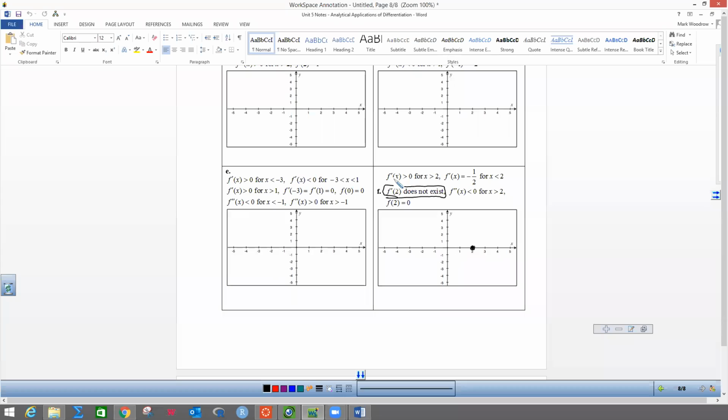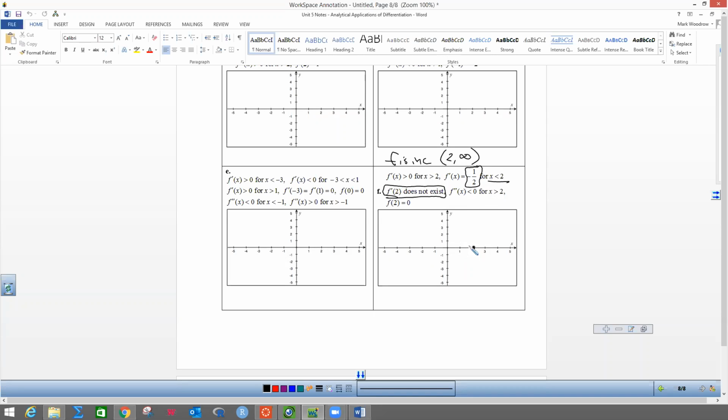This says f prime is greater than 0 for all values greater than 2. So what that means is f is increasing from 2 to infinity. So we're going up on this side. And this says f prime of x equals negative a half for values less than 2. So my slope is negative a half there, so I need a slope of negative a half.